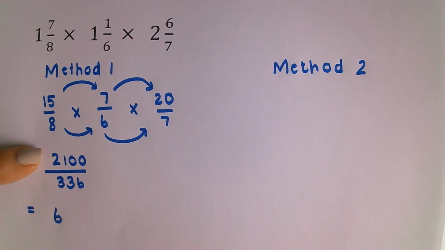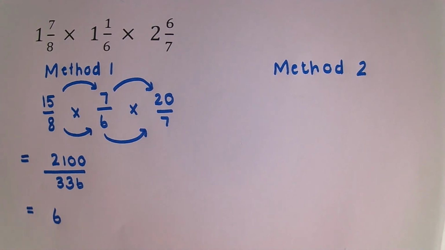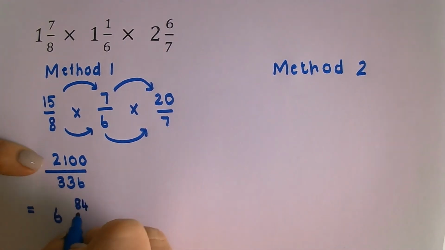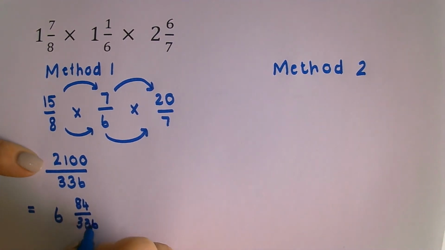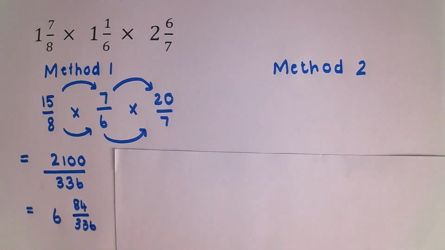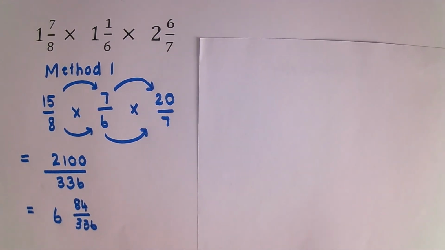You've got to trust me on this one now. You're more than welcome to go do a long division setup if you want, but we don't have too much time. So 336 goes into 2,100 6 times, and it's got 84 left over. Maybe I should just quickly show you on a spare piece of paper, if I can find it. I'm going to do it over here so you can see what I'm doing.